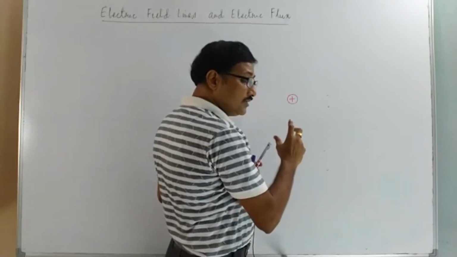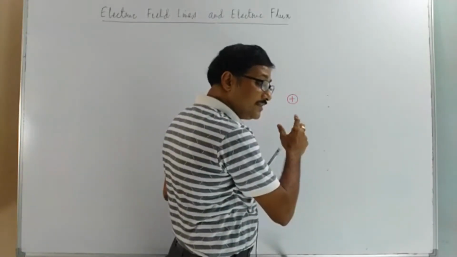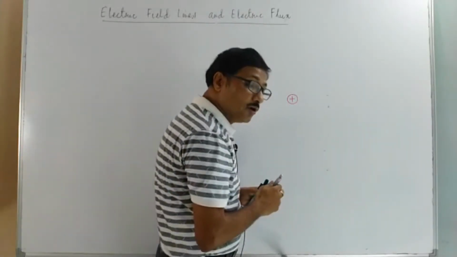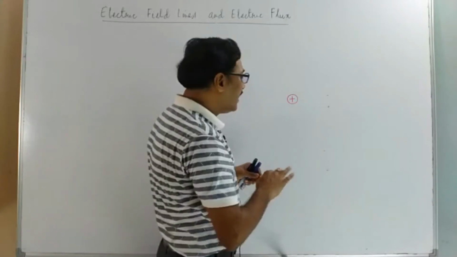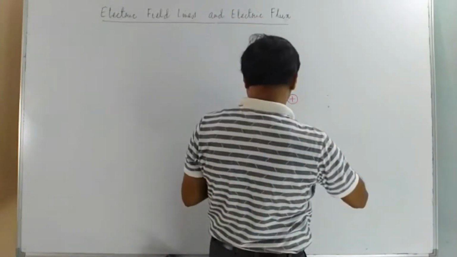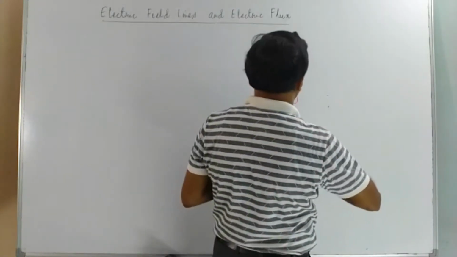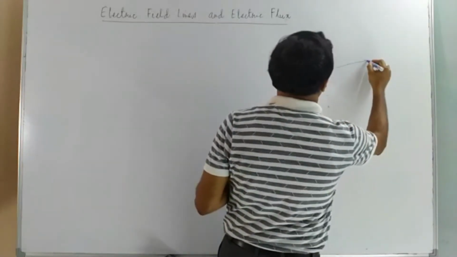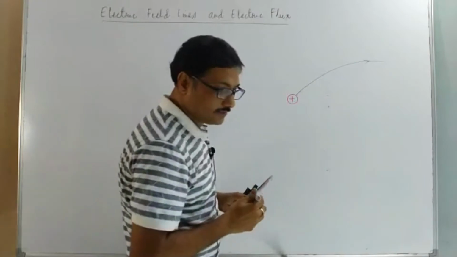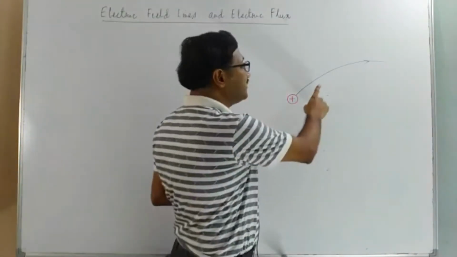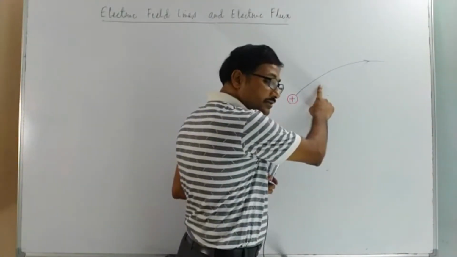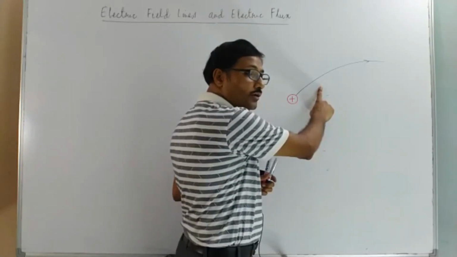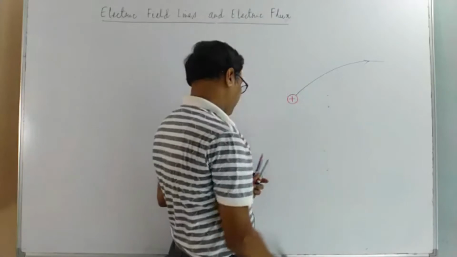Now if the direction of force changes continuously, the direction of motion of this charge will also change continuously, and it will move along a curved path. Like this. This imaginary curved path is known as electric line of force or electric field line.